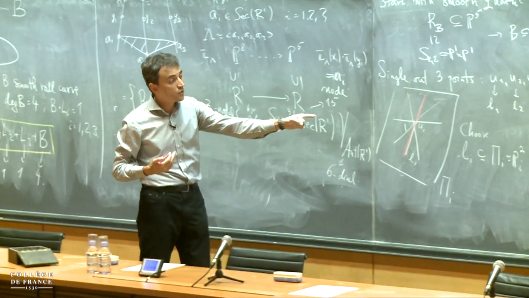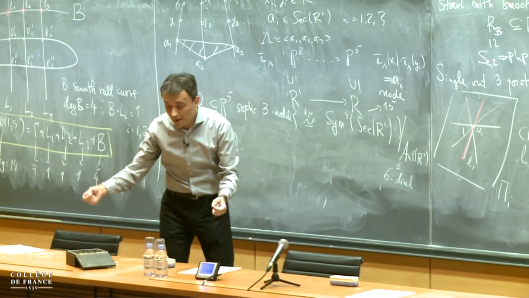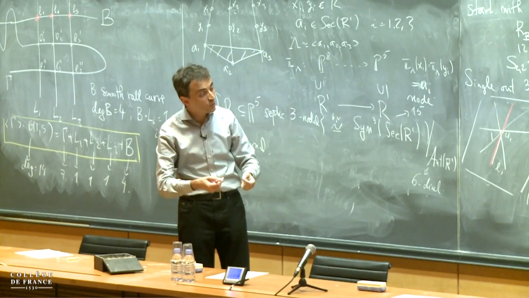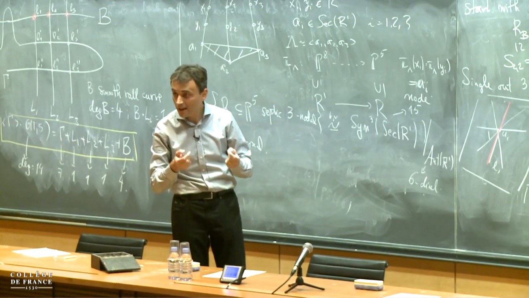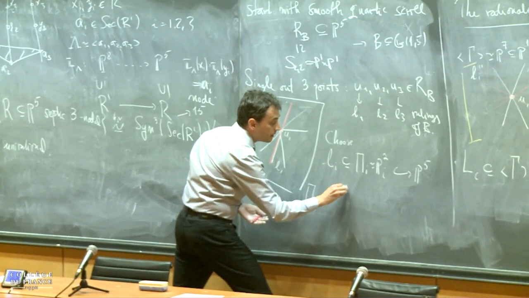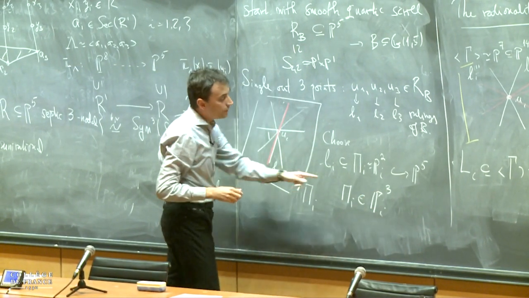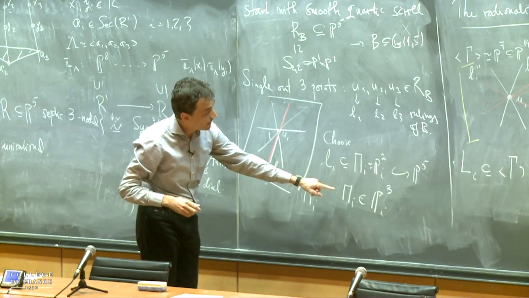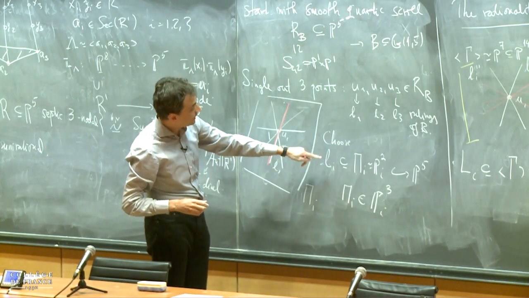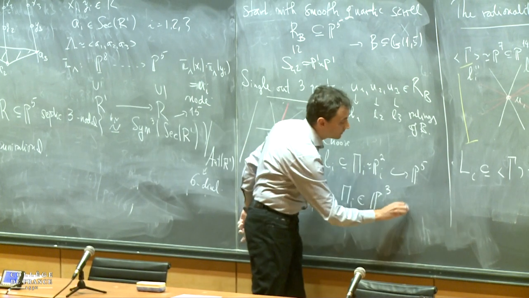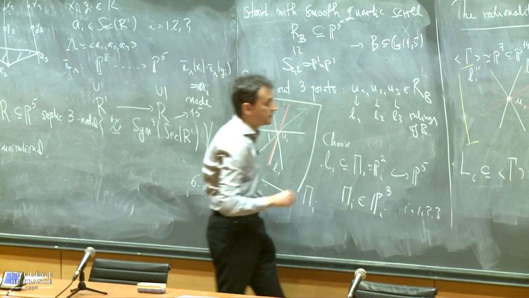So what is the choice for choosing these 2-planes? You have a line in P5. You want to look at the P2 that passes through that given line. That's a 3-dimensional projective space. So P3i is the parameter space for the P2s that contain one of these lines.